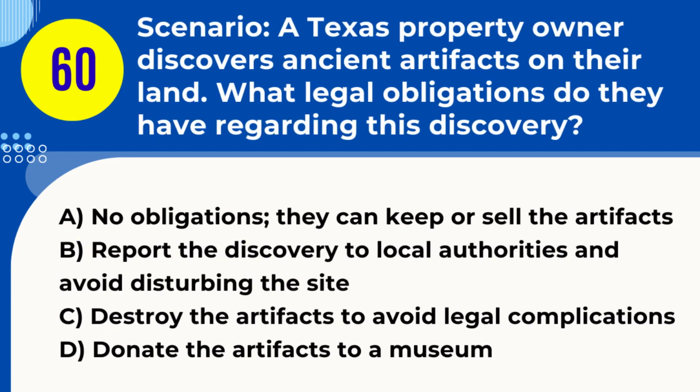Question 60. Scenario: A Texas property owner discovers ancient artifacts on their land. What legal obligations do they have regarding this discovery? A. No obligations. They can keep or sell the artifacts. B. Report the discovery to local authorities and avoid disturbing the site. C. Destroy the artifacts to avoid legal complications. D. Donate the artifacts to a museum.